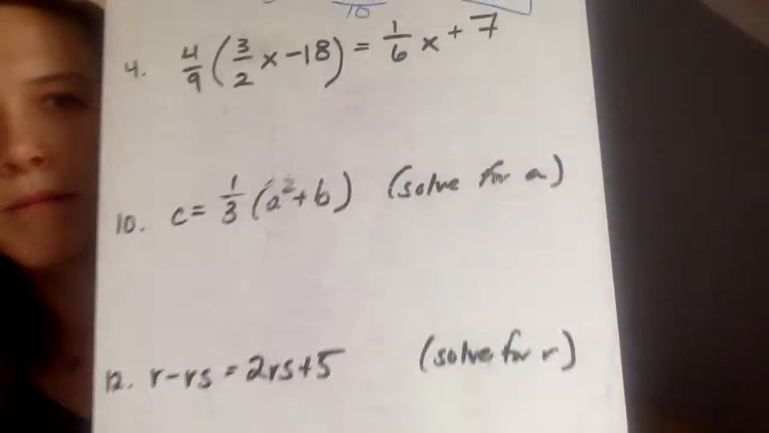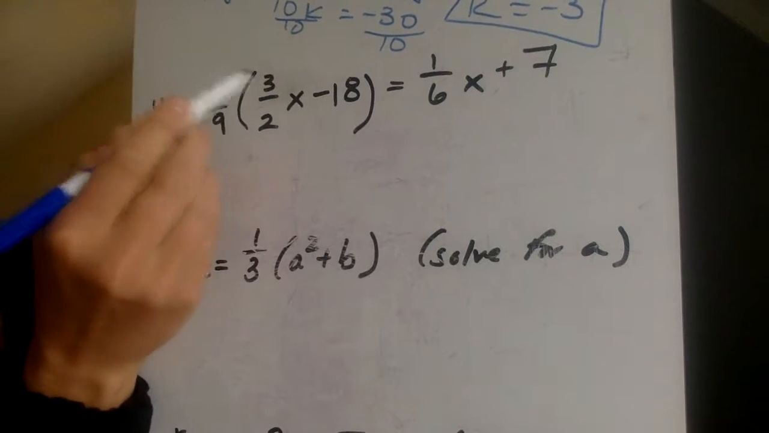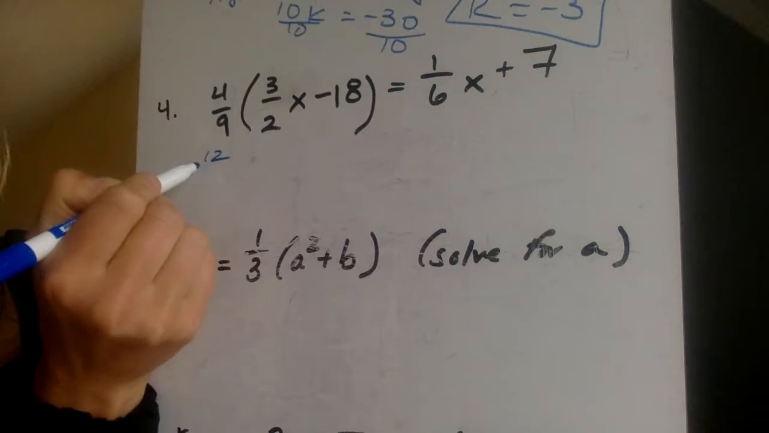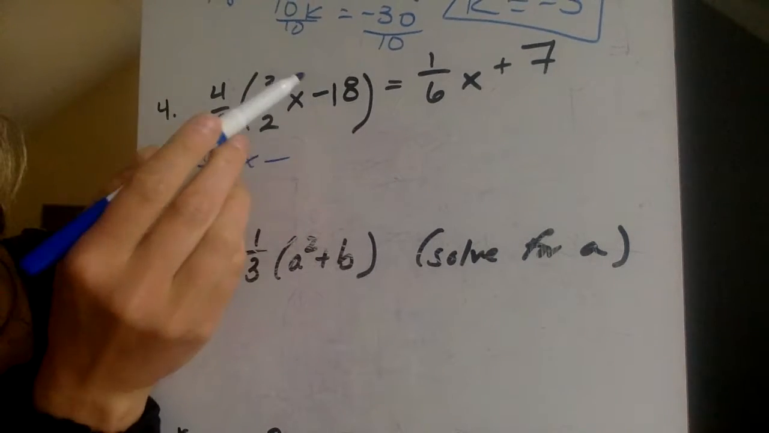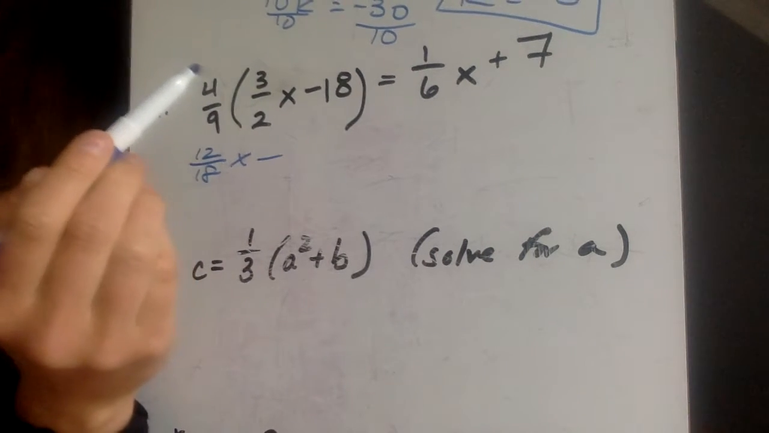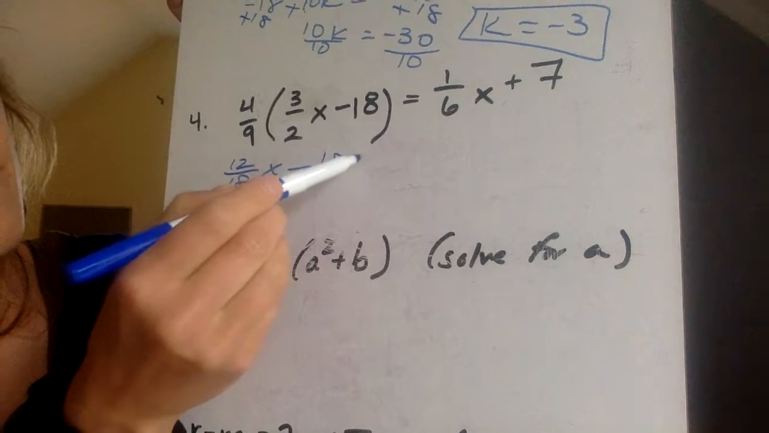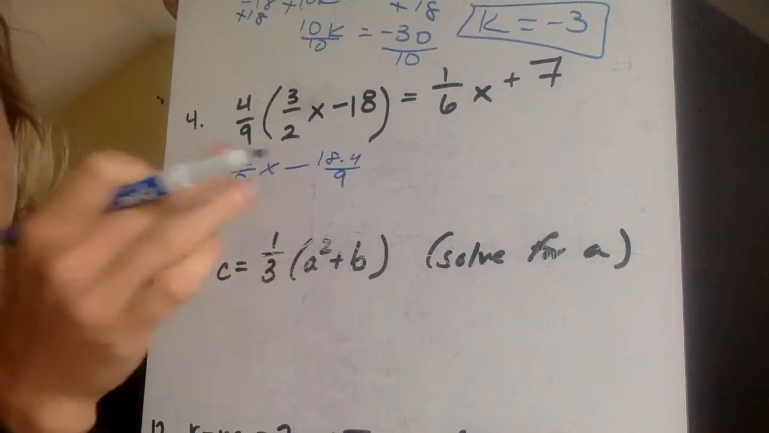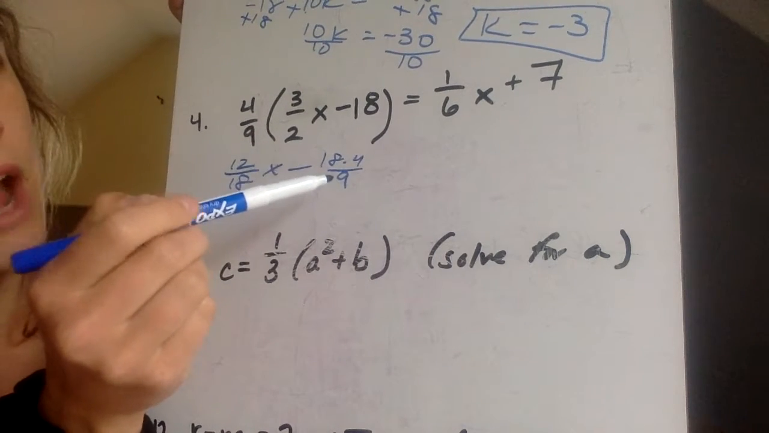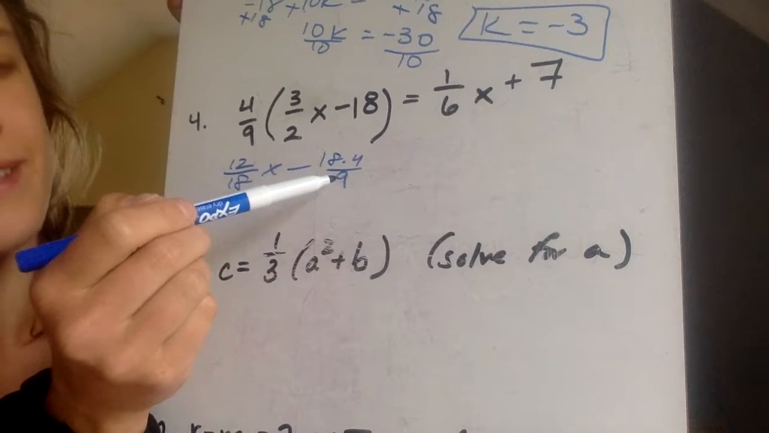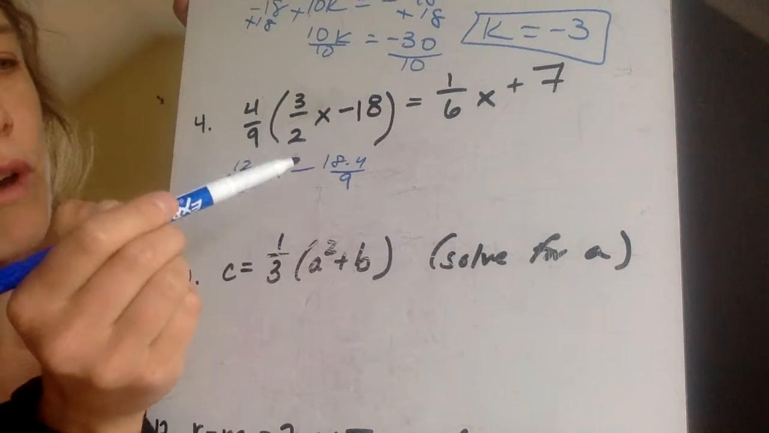In number 4, we are multiplying by a fraction when we distribute. So remember, when we do that, we have to do 4 times 3, the numerators times each other. So 12 over 9 times 2, which is 18, x minus 18 times 4 over 9. And if you didn't know how to do that, you could ultimately cancel out a 9 from both the numerator and the denominator, because 18 is 9 times 2. So when I simplify this, this is just going to be 2 times 4, which is 8.